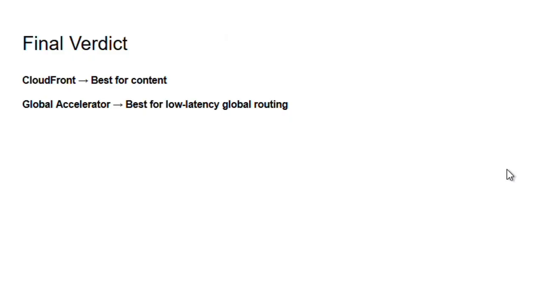So the bottom line: CloudFront is for delivering content fast, Global Accelerator is for routing user traffic fast and reliably. Choose based on whether you need caching or global failover.